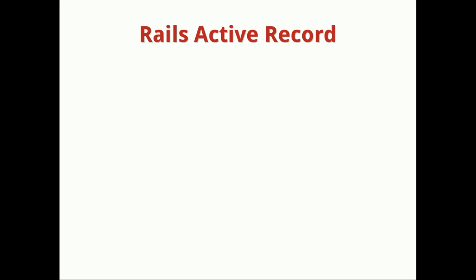So now I'm going to go over some of the basics of Rails Active Record. The Active Record pattern is not unique to Ruby on Rails, but Rails is probably the best known example of it. And this is a big part of the reason that Ruby on Rails is becoming so popular.